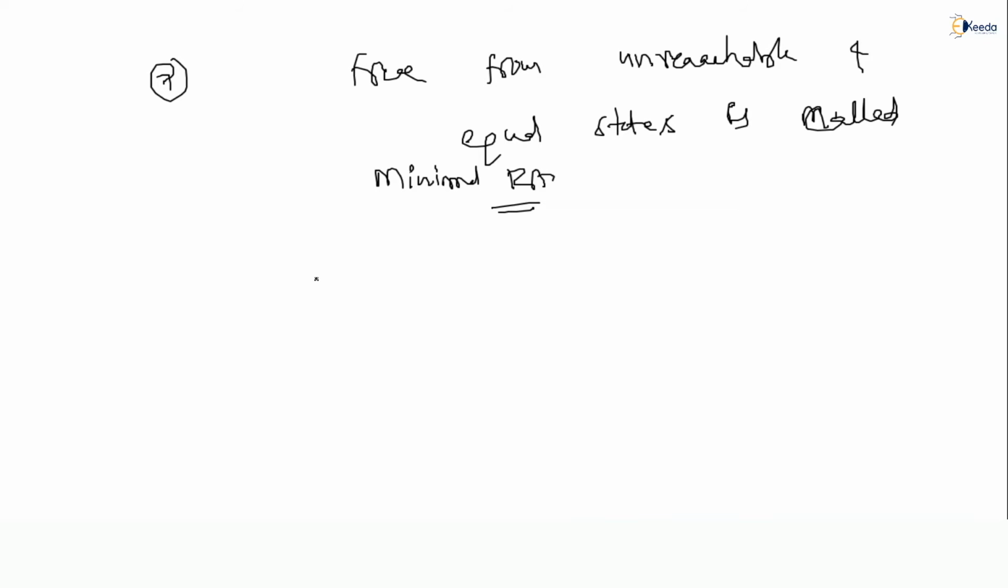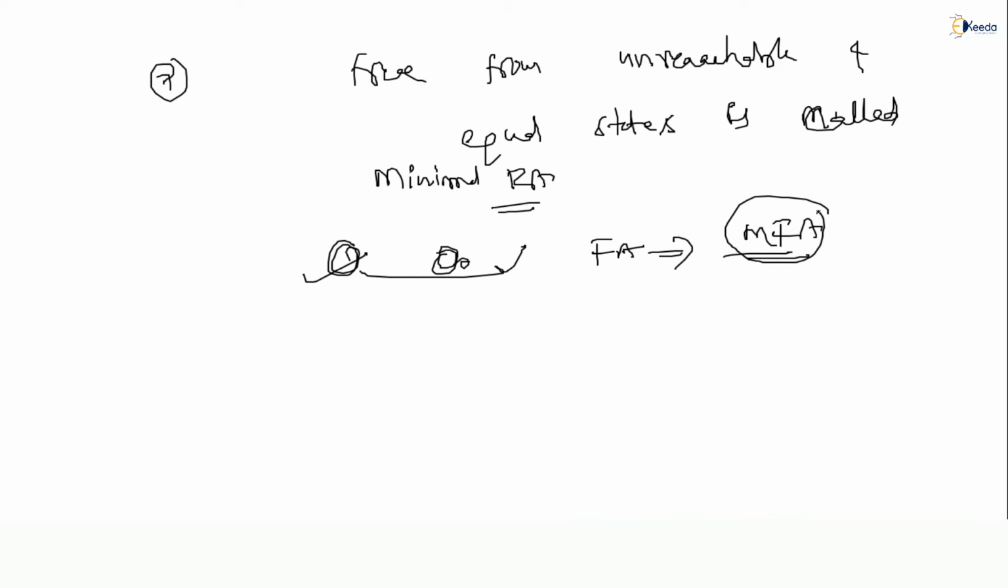See, in an FA, if you remove the unreachable states and equal states, whatever resultant FA you get is nothing but the minimal FA. This cannot be reduced further. An FA can be reducible, but a minimal FA cannot be reducible. Minimal means it contains the minimal number of states needed to accept the given language.